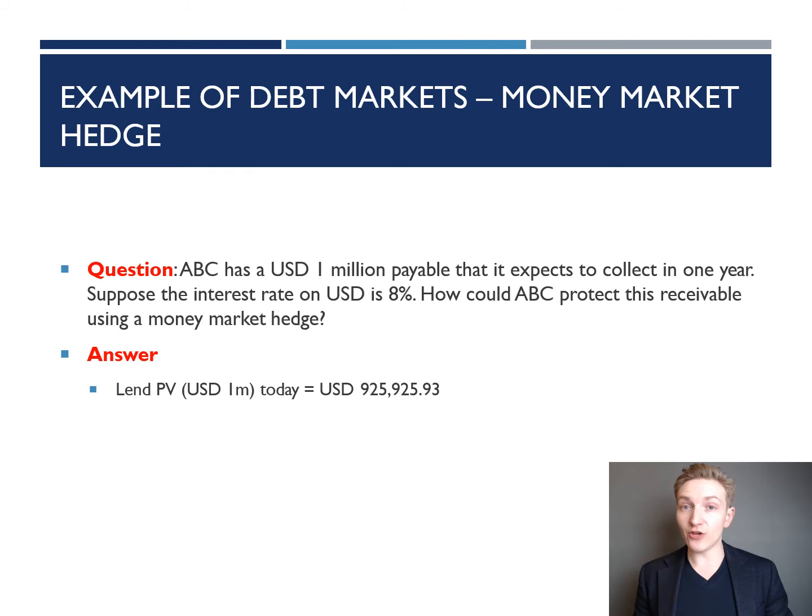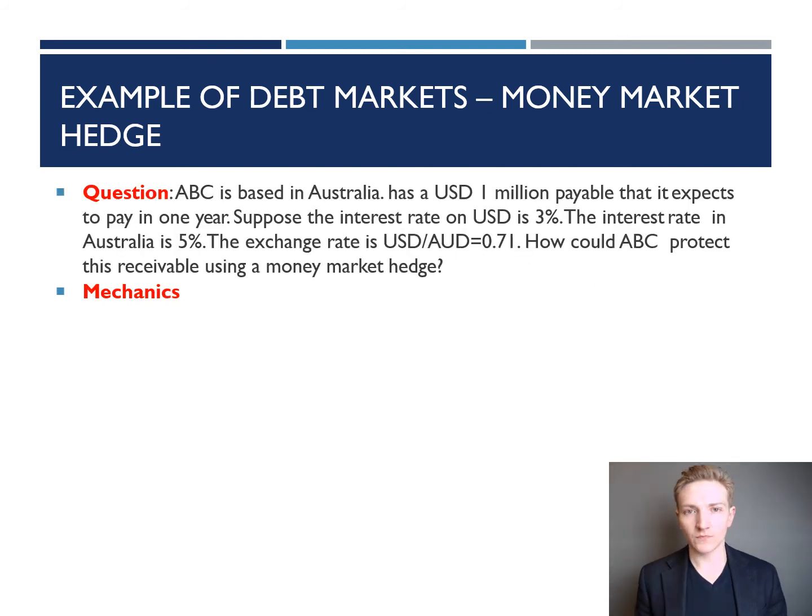You'd lend the present value of $1 million US dollars today, which at that interest rate would be about $925,000 US dollars. And in order to pay back your payable, you would do that by receiving your US $1 million from your lending in a year's time in order to pay your payable.